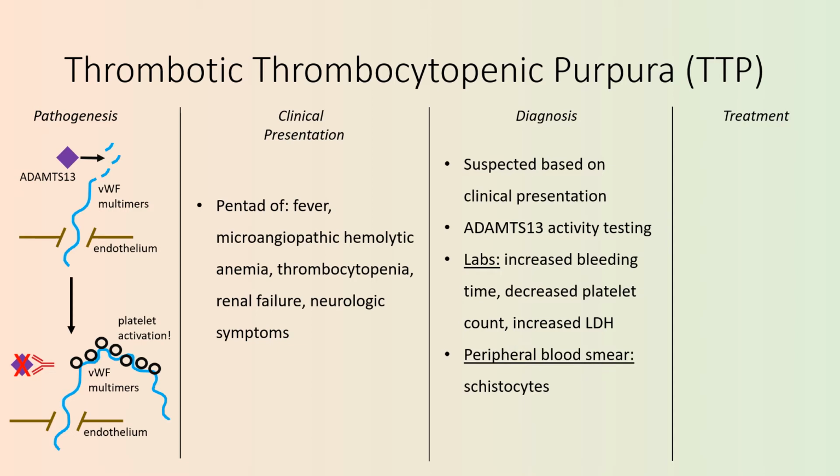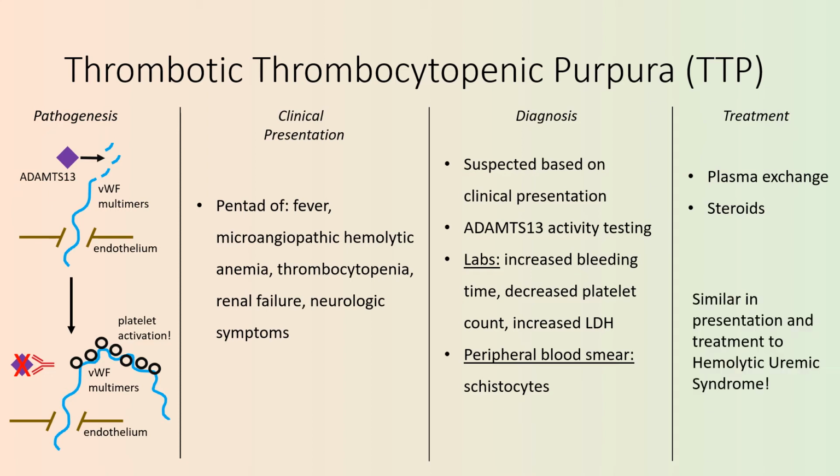Peripheral blood smear will show schistocytes, which represents red blood cells that have been physically cut or sheared by the increased amount of fibrin mesh created in TTP. Treatment is plasma exchange therapy, which removes anti-ADAMTS13 antibodies and adds back in functional ADAMTS13 enzyme. Steroids can also be used.